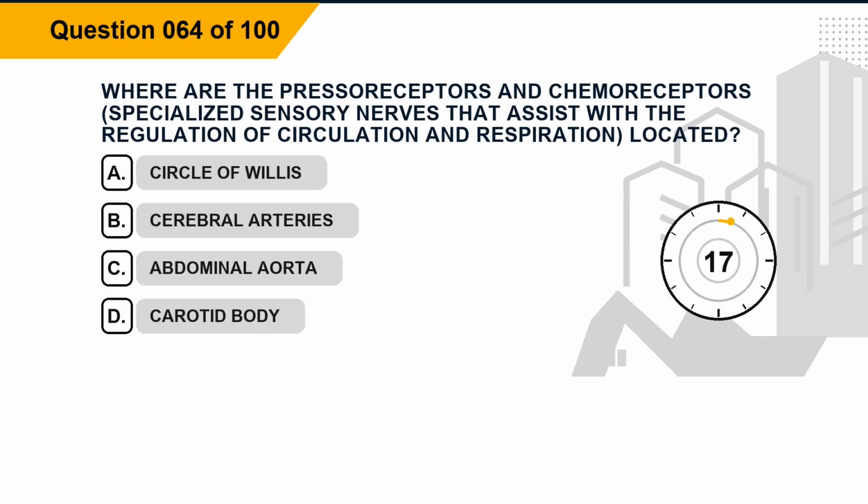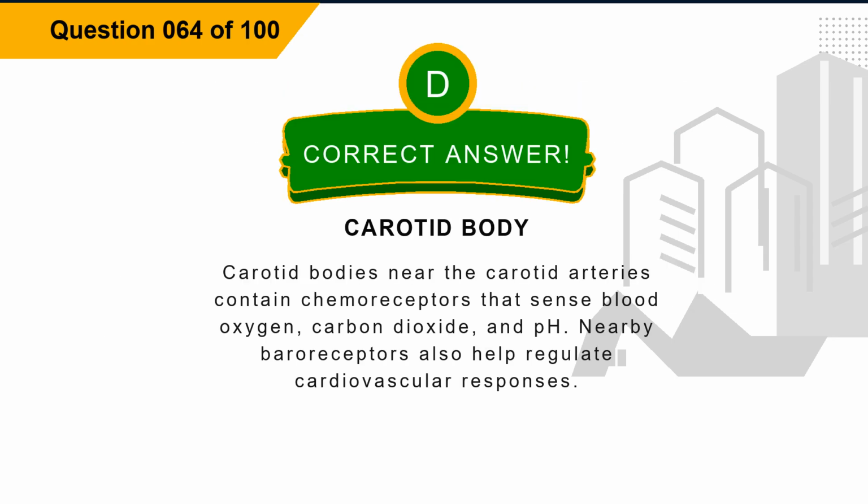Question 64. Where are the proprioceptors and chemoreceptors, specialized sensory nerves that assist with the regulation of circulation and respiration, located? Option A, circle of Willis. Option B, cerebral arteries. Option C, abdominal aorta. Option D, carotid body. The correct answer is option D, carotid body. Explanation. Carotid bodies near the carotid arteries contain chemoreceptors that sense blood oxygen, carbon dioxide, and pH. Nearby baroreceptors also help regulate cardiovascular responses.